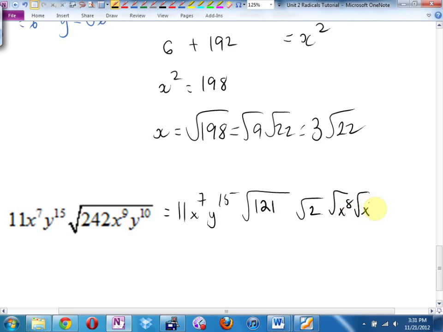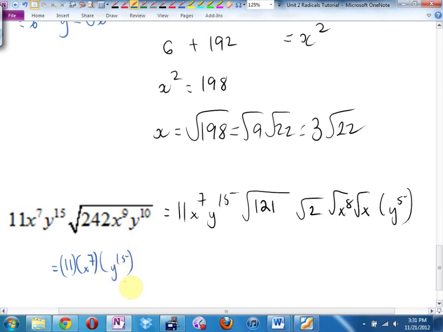Is y to the 10th a perfect square? Yes. What's the square root of y to the 10th? Then let's take it as a square root and not bother writing the square root symbol anymore. Let us write an equal sign. Yes, let's. Let's take all our square roots. I got an 11 in front. I got an x to the 7th. I got a y to the 15th.